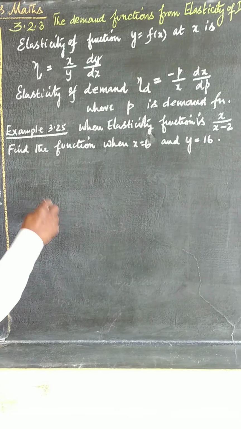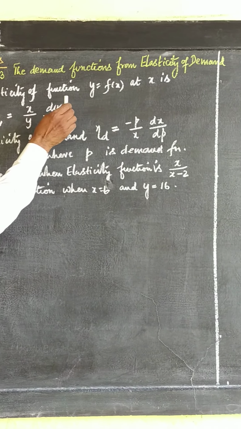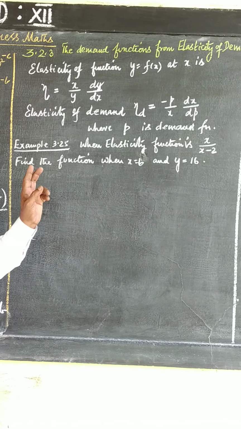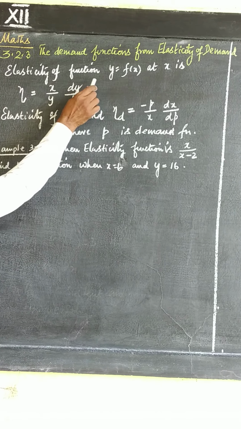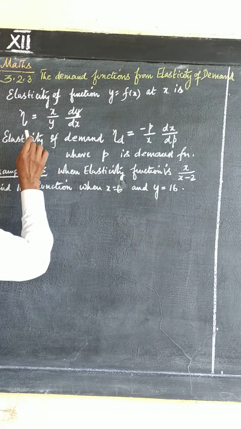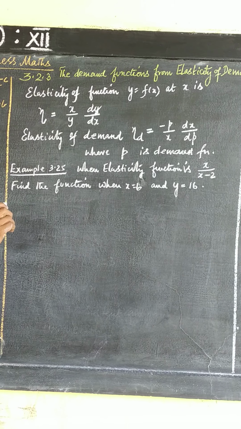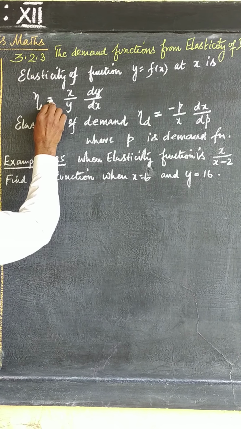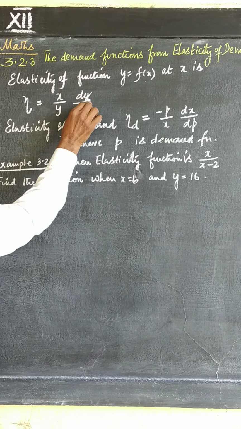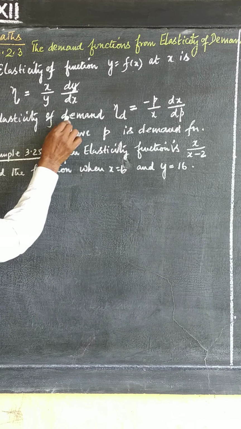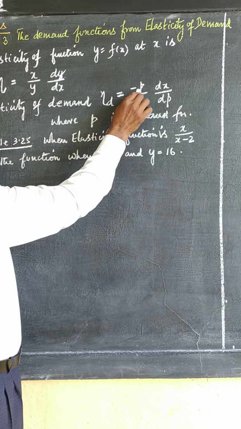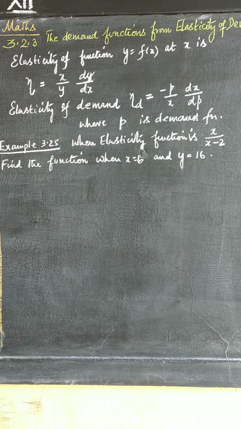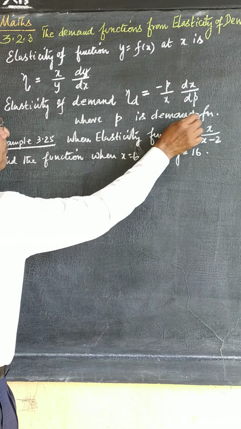Now 3.2.3, the demand functions from elasticity of demand. Demand function naturally we used to denote by P. Elasticity of function y is equal to f(x) at x is nu, which we pronounce as nu, is equal to x by y dy by dx. Elasticity of demand is minus p by x dx by dp. Demand means negative, supply means positive, where p is the demand function.